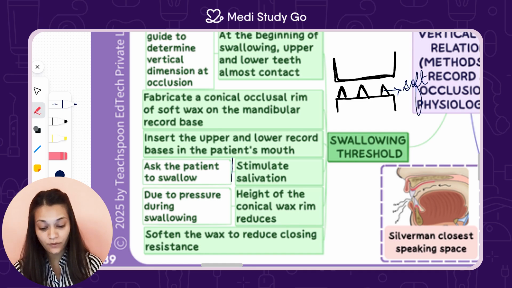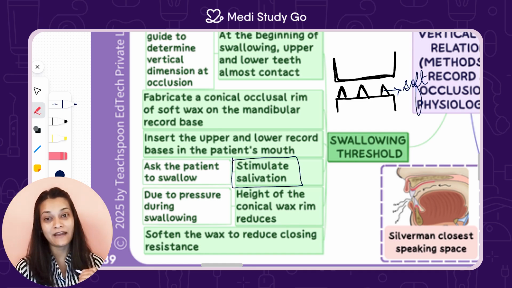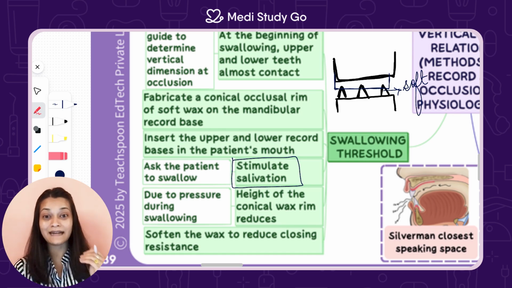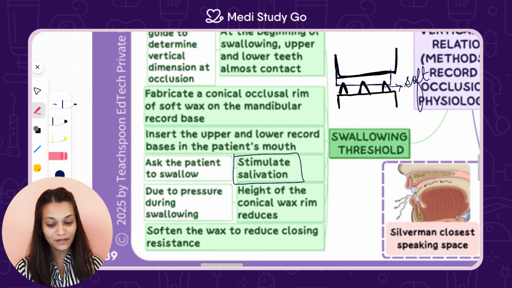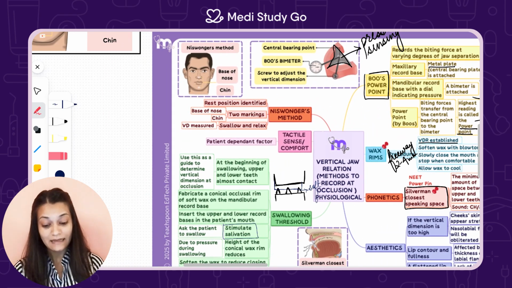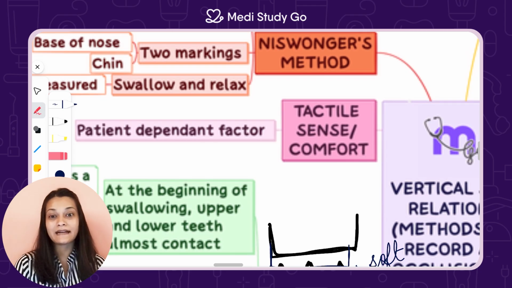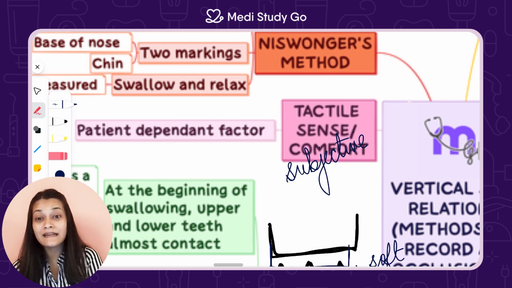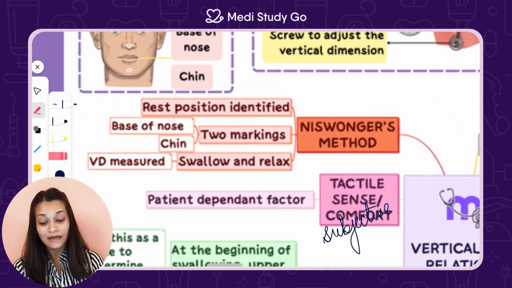And when the patient swallows, it's going to stimulate salivation. And with that, there is going to be pressure applied onto this cone. And imagine your mouth closes here. It is just going to seal. And it is the patient's own force that has generated this vertical dimension. So it can be relied upon. Then there would be a sense of tactile sensation and comfort. Again, this is very subjective. So if you are thinking to go with this, you need to use it as one of the additional methods and not the core method to record.